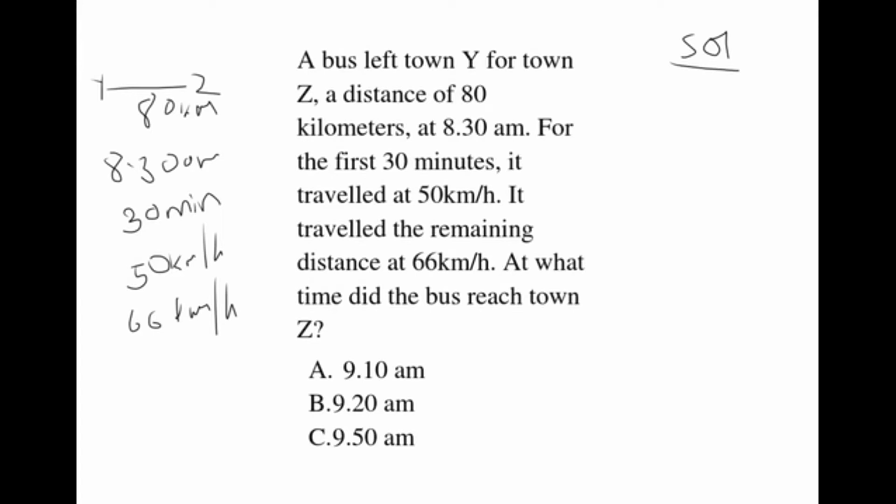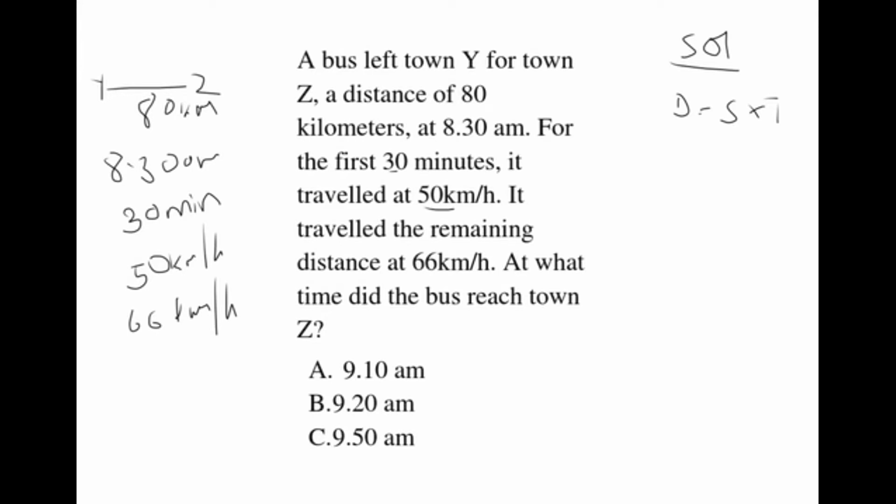For the first 30 minutes, it traveled at 50 kilometers per hour. And for us to get the distance, we take speed multiplied by time. Our speed here is 50 kilometers per hour. Our time here is 30 minutes.